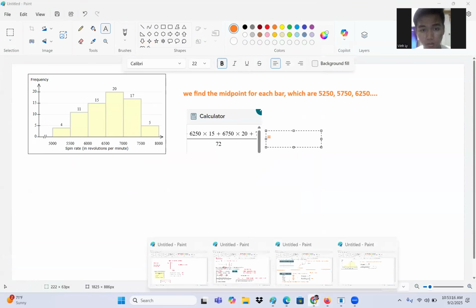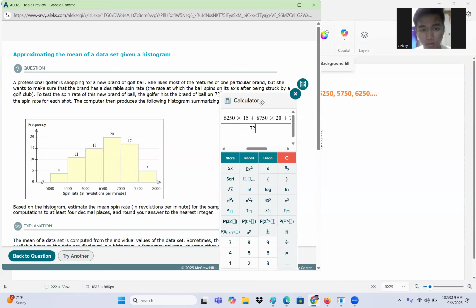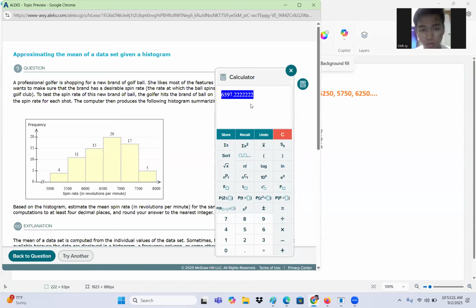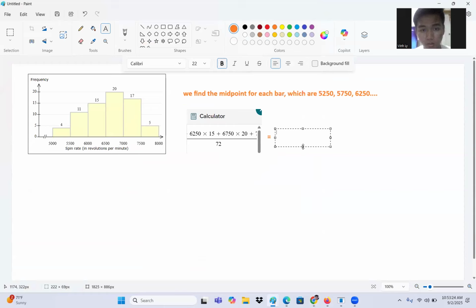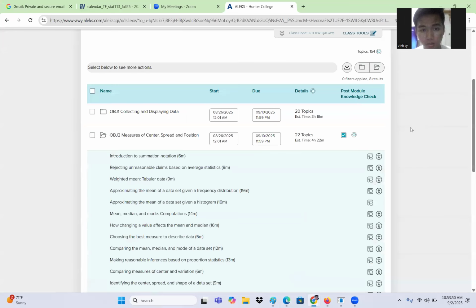So the answer for that, based on the calculator, and also the ALEKS estimation, is 6,597. All right, I think this one is pretty good, right? Based on what we have learned earlier. So this is not too bad. I'm going to show you something more terrifying. But this one is a very important question. It's not that bad. You can just simply look for the midpoint for each bar quickly and then do the math. All right, guys. So let's move up to the next example.